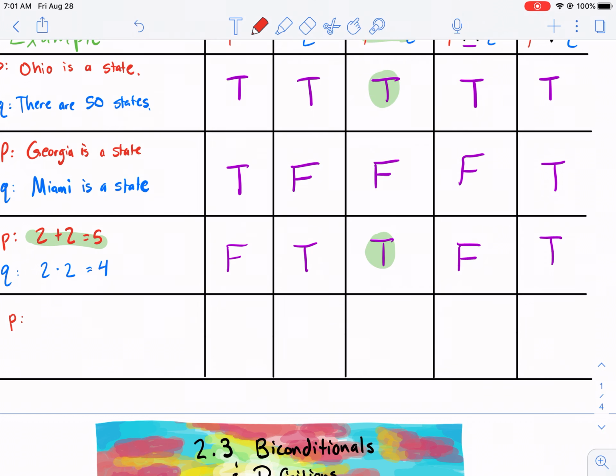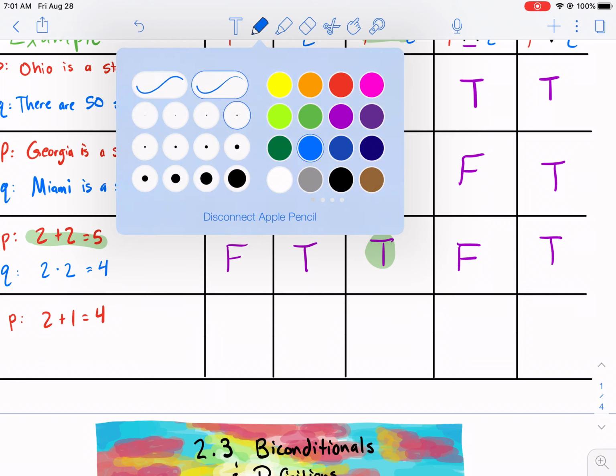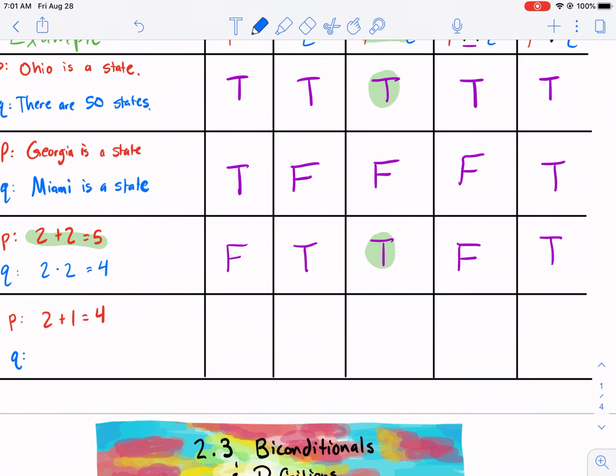We have one last one. 2 plus 1 equals 4. Okay, we're really struggling with our arithmetic here. And then dolphins, a little biology here, are big fish. Okay, dolphins are big fish. Hypothesis, false, clearly. We know that. You guys learned that a long time ago. Dolphins are big fish. They are mammals. So we're going to put false here.